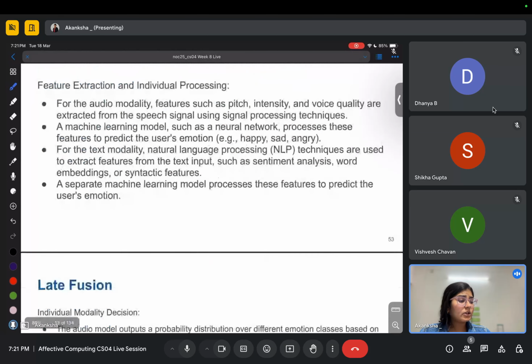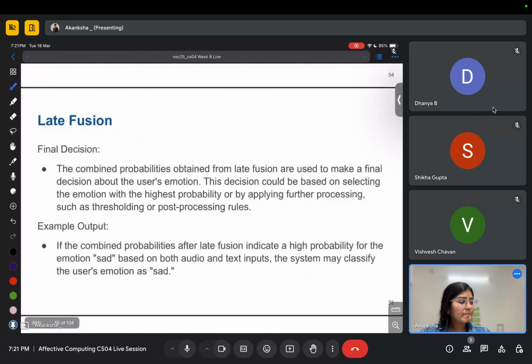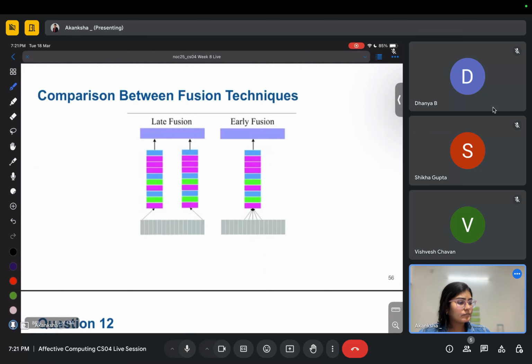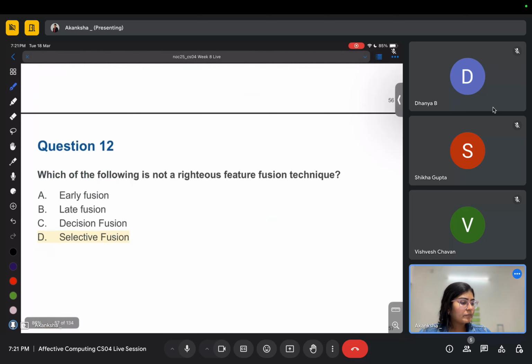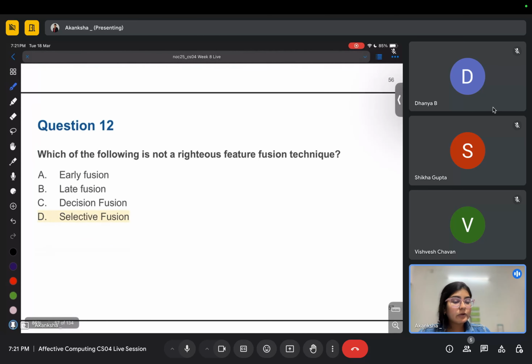Then we are talking about, yeah, so which of the following is not a feature fusion technique? So early fusion, it is.